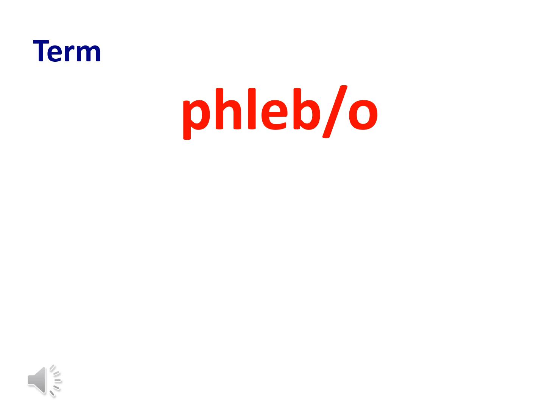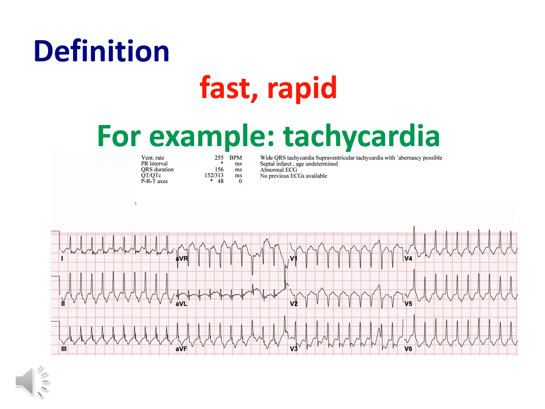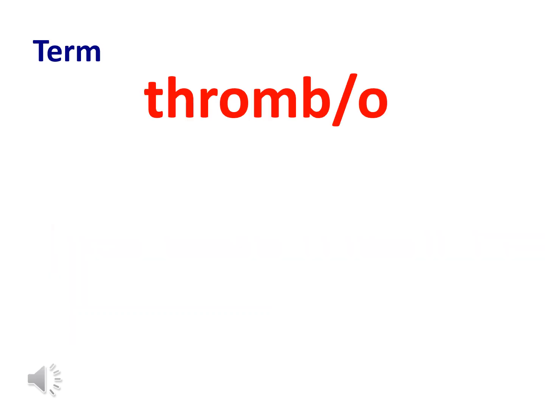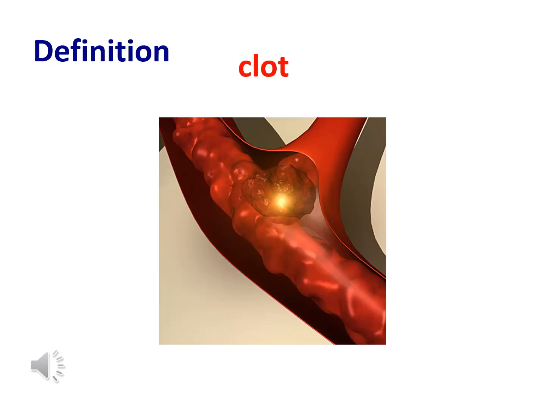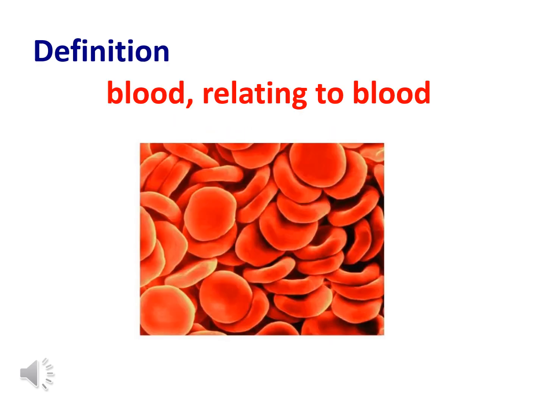Phleb/o means vein. For example, when we go get blood drawn for lab, that's called phlebotomy. Tachy means fast, rapid. For example, tachycardia. Thromb/o means clot. Hem/o means blood, relating to blood.